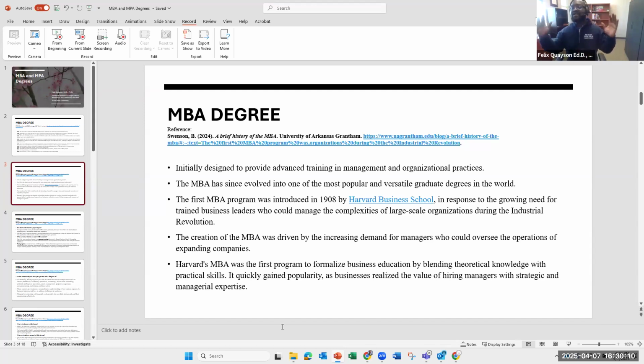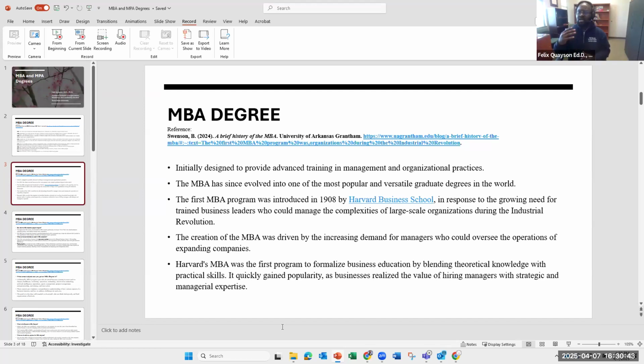So the creation of the MBA was driven by the increasing demand for managers who could oversee the operations of expanding companies. Okay, so the creation of the MBA degree was driven by the demand for managers who could oversee the operations of expanding companies.